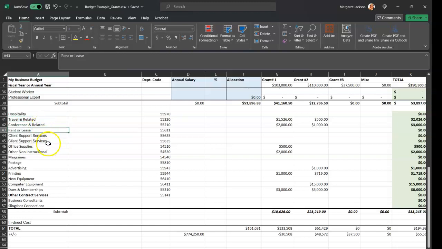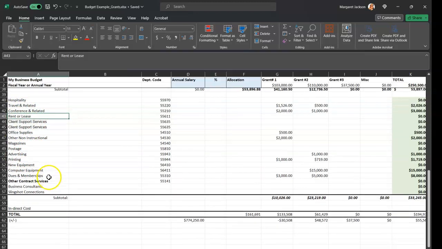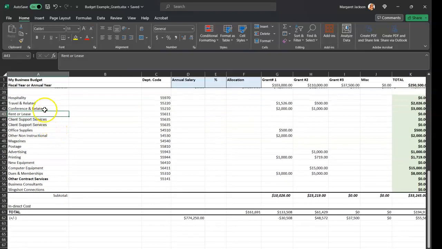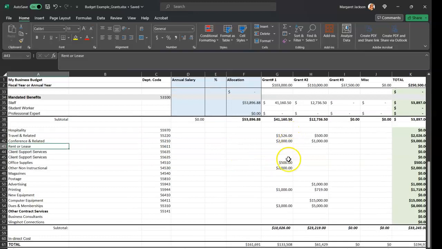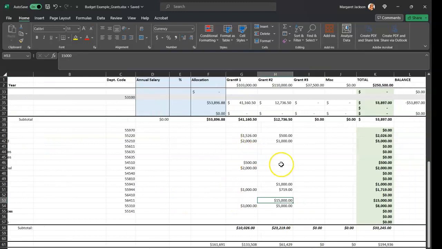conferences, rent, support systems, postage, advertising, magazines, printing. So all of the other things that are operational costs and administrative costs and such can go in these categories you can put. And then you'll see what grants are supporting those costs, like the computer equipment, which is a hefty cost. All of this is grant funding.